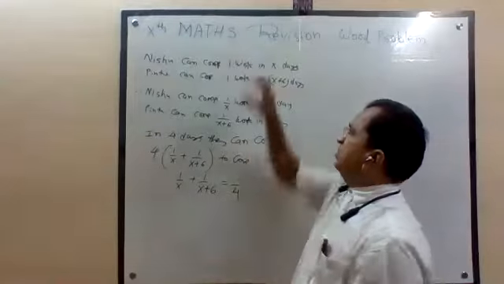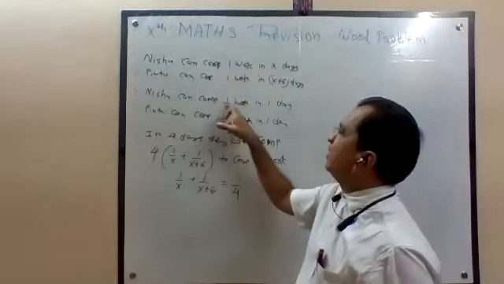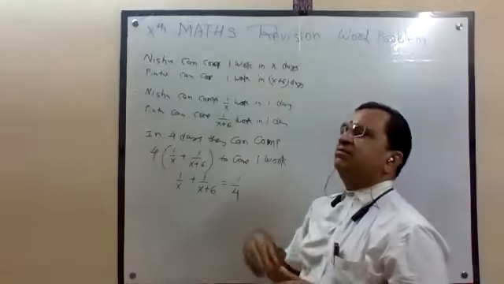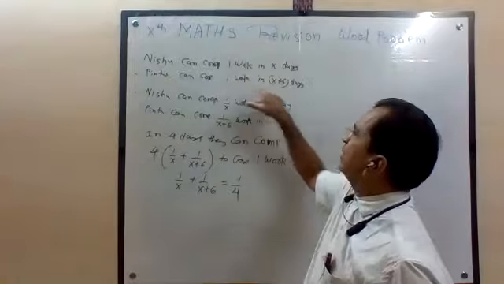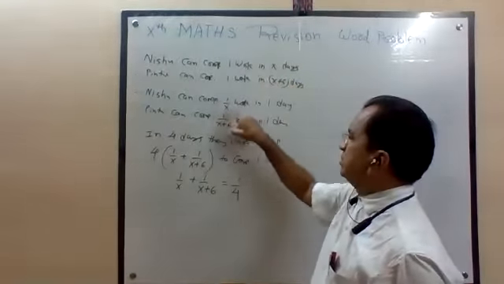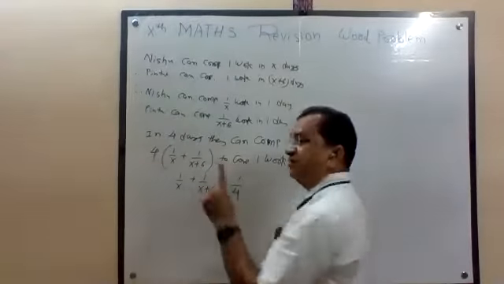Again, person A can complete one work in x days. So person A can complete 1 by x work in 1 day. Person B can complete it in 6 more days, so in one day that much part. This is 1 day capacity, this is 1 day capacity. Both can do this much work in 1 day.